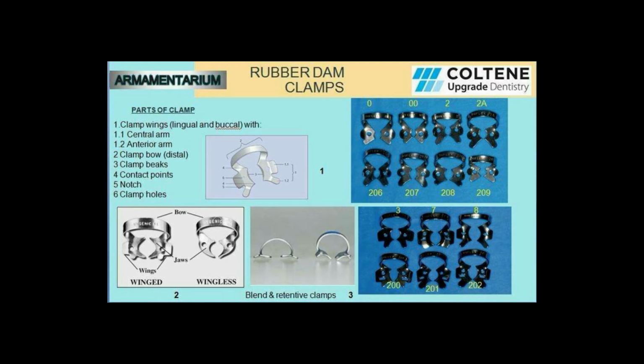The next type of rubber dam clamps are the winged and the wingless ones. The third one are the bend and the retentive clamps in the lower picture. The difference between the bend and retentive clamps is that, as you can see, the jaws of the retentive clamps are more apically placed. This is done so as to make it more retentive. In the next picture, the blue ones are the winged clamps. The upper one are for the premolars and the lower one are for the molars.